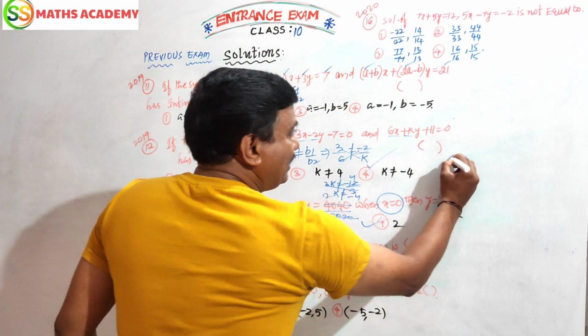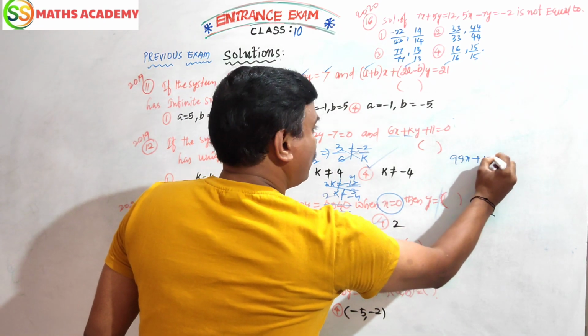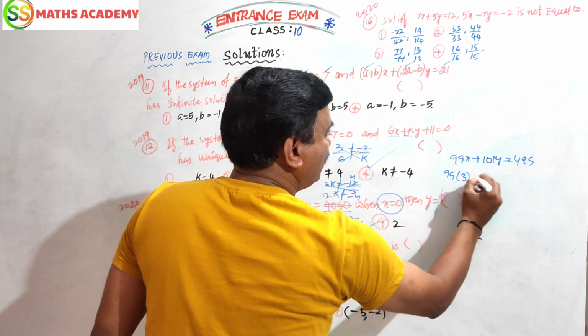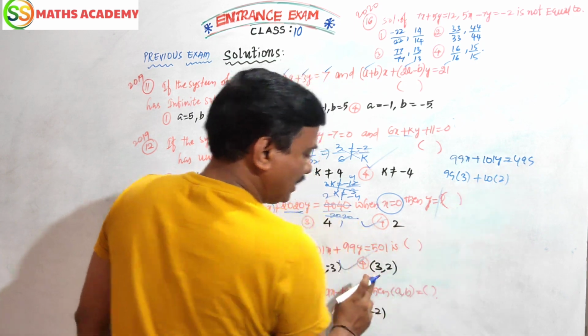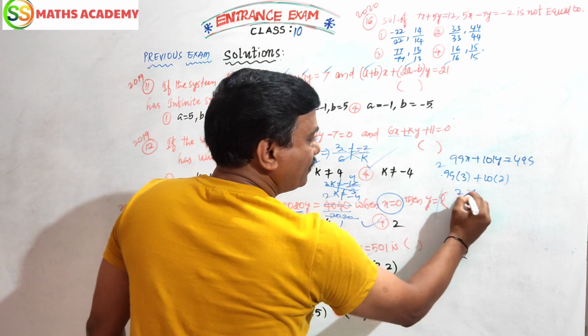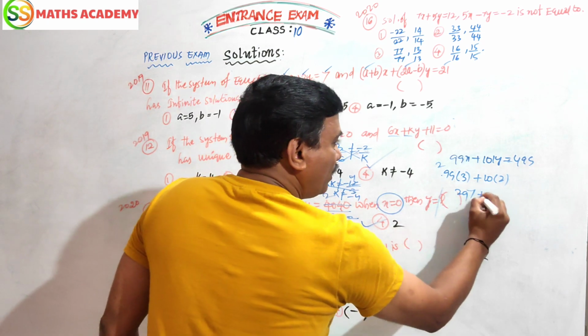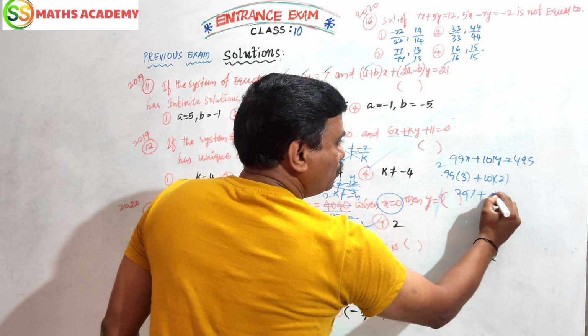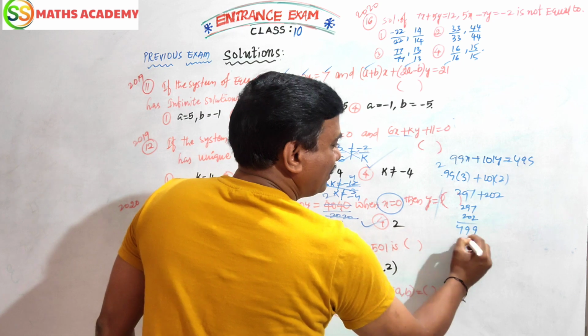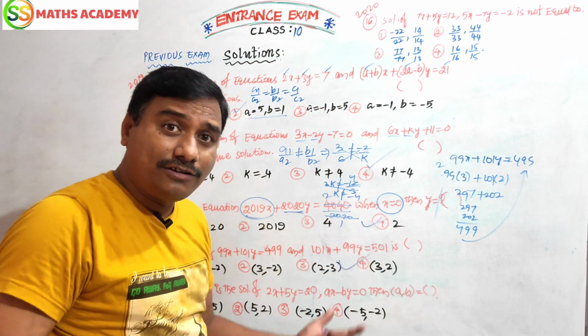Now check it. 99x plus 101y equals 499. I told you, x value 3, y value 2. 3 nines are 27, carry 27 plus 2 is 29. Then 101 times 2 is 202. So 297 plus 202 gives 499.